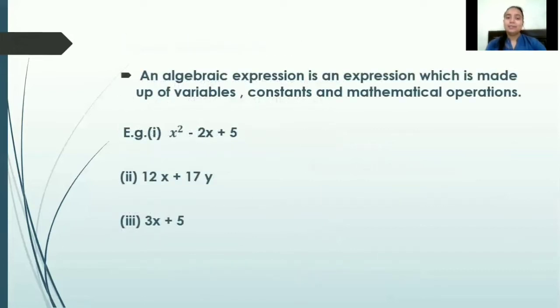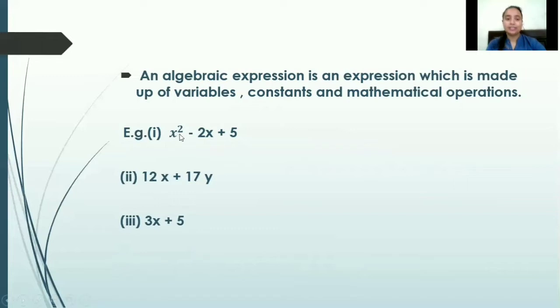What is an algebraic expression? An algebraic expression is an expression which is made up of variables, constants (constants means integers, plus, minus, 1, 2, 3, whatever), and mathematical operations. Obviously addition, multiplication, division, subtraction operations will be there in the expression. So these are some of the examples.